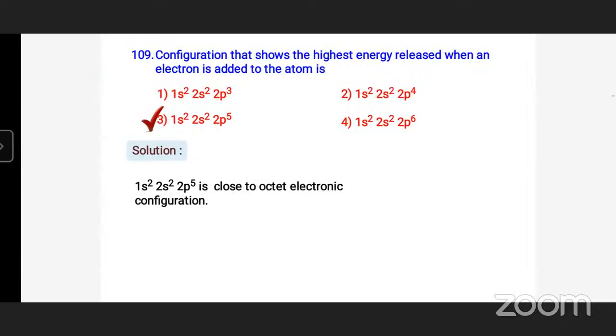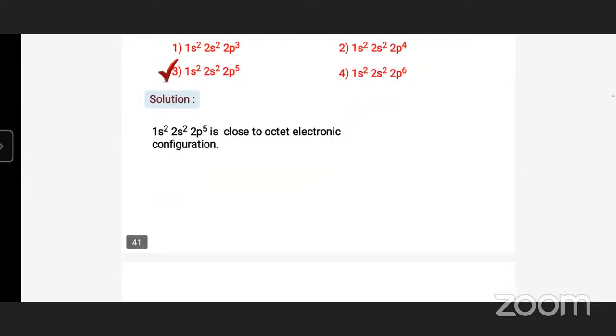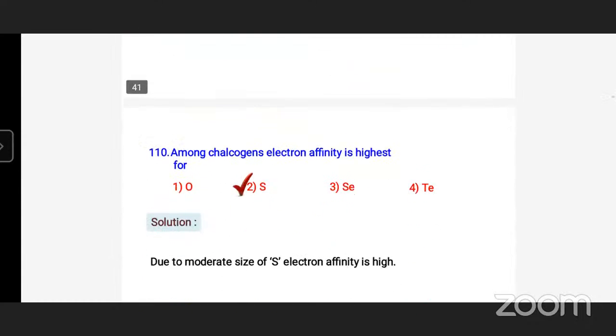1s2 2s2 2p5 is close to the octet electronic configuration. So the third option releases the highest energy, since 1s2 2s2 2p5 is close to octet electronic configuration. The third one is the right option.